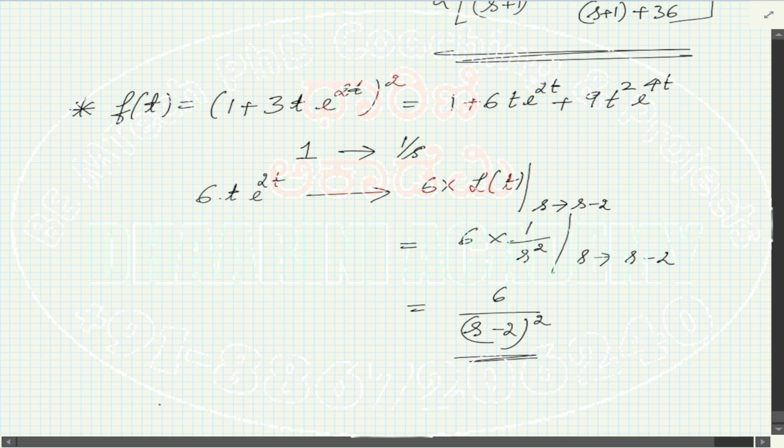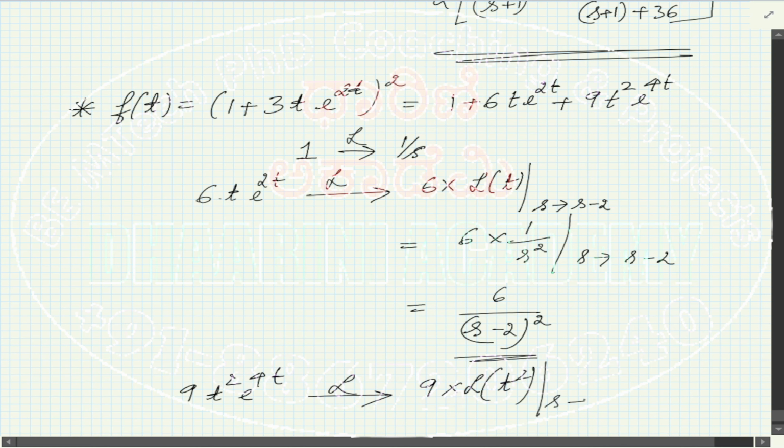Similarly, I have another term to be added to this, that is 9t square e to the 4t. What should be its Laplace transform? Its Laplace transform will be 9 into Laplace of t square, and I have to replace every s by s minus 4.